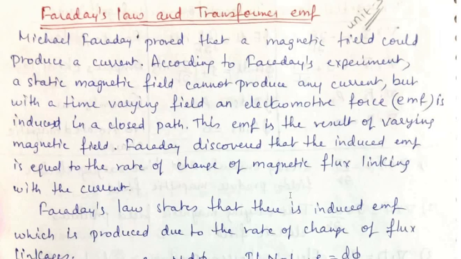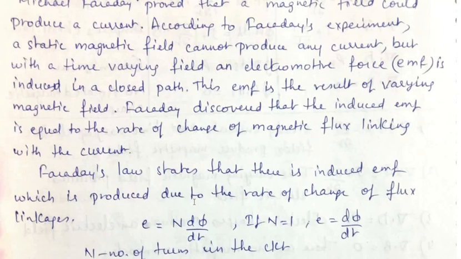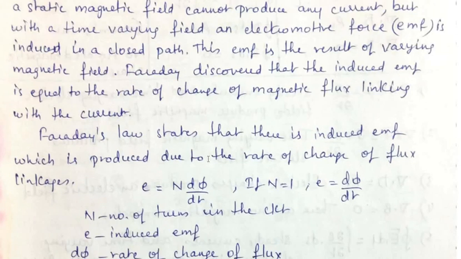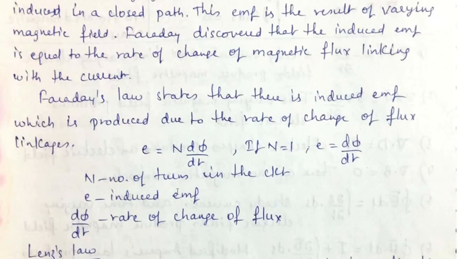So Faraday, what did he discover? That the induced EMF which is induced in the closed path is equal to the rate of change of magnetic flux linking with the circuit. So this is the statement form of Faraday's law. Faraday's law states that there is an induced EMF which is produced due to the rate of change of flux linkages. So this can be written in the equation form as E is equal to N into d phi by dt. Here N is the number of turns in the circuit and E is the induced EMF.